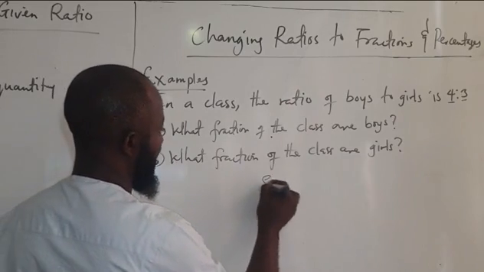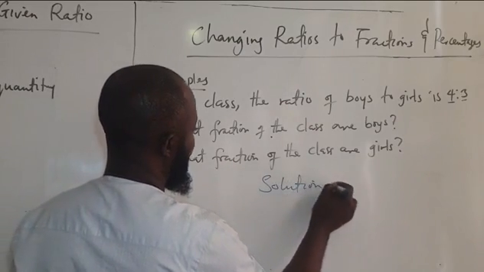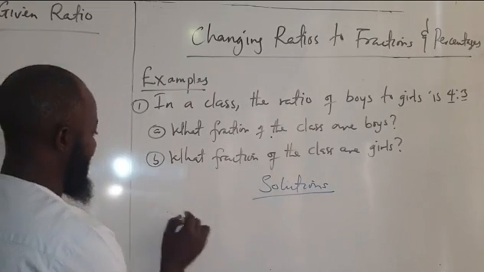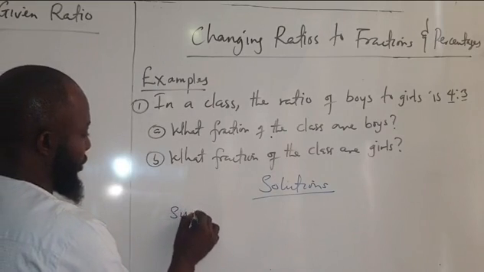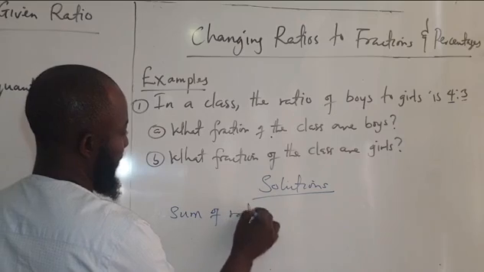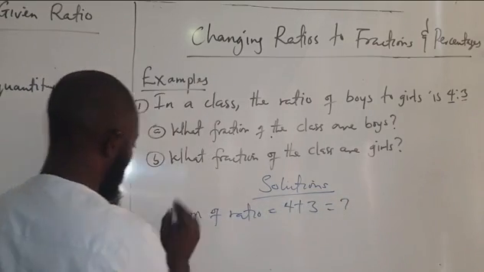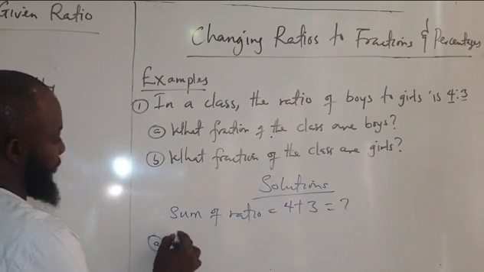To solve this, for A, the first thing we need to do is to add the ratio. So the sum of the ratio will be 4 plus 3, that is 7. Now, A, the fraction of boys.